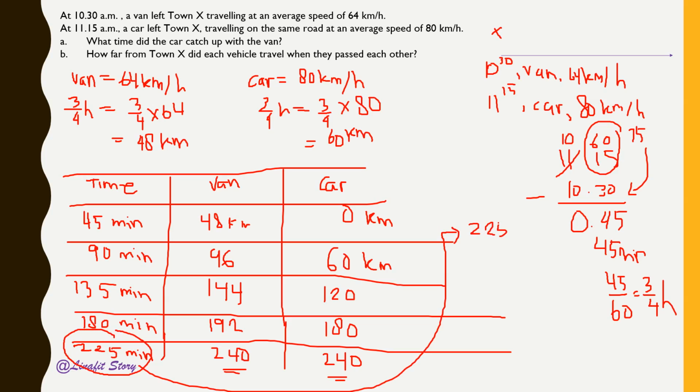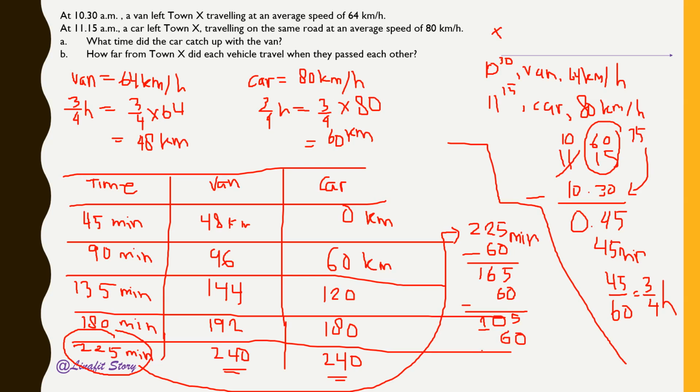225 minutes, we can regroup it into hours and minutes. Remember that 1 hour equals 60 minutes. So we minus it with 60. 165 minus 60 equals 105, minus 60 equals 45 minutes. So how many 60 minutes are there? There are 1, 2, 3. So it means 3 hours and 45 minutes.